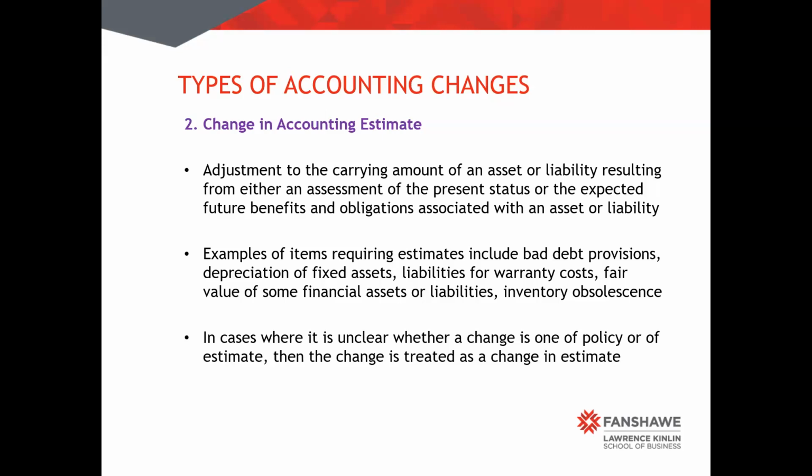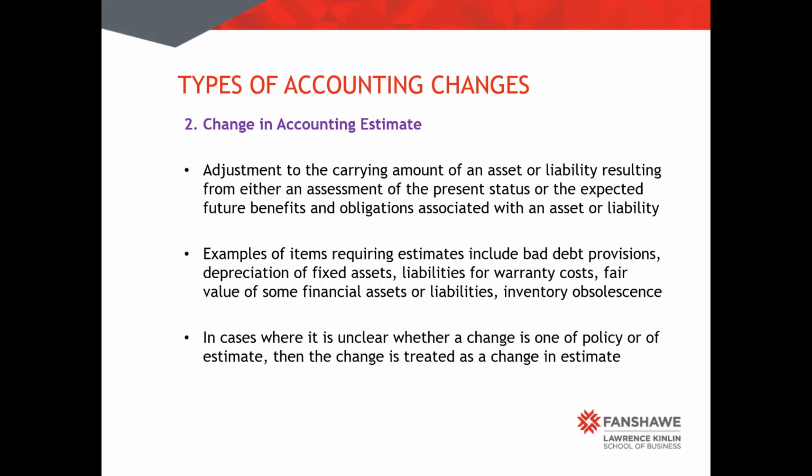Some examples, I mentioned a couple already: when you're looking at bad debt provisions, your allowance for doubtful accounts, or your depreciation estimates. So maybe you have a better residual value, maybe you have a different useful life, maybe you have a different number of units that a machine can produce, so it affects depreciation. We could talk about warranty costs and how you've amortized unearned warranty revenue or estimated warranty liability. Sometimes it's around fair value of financial assets or liabilities, and maybe it's obsolete inventory, just as some examples.